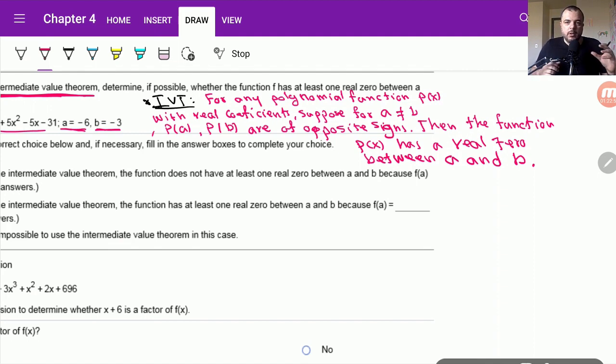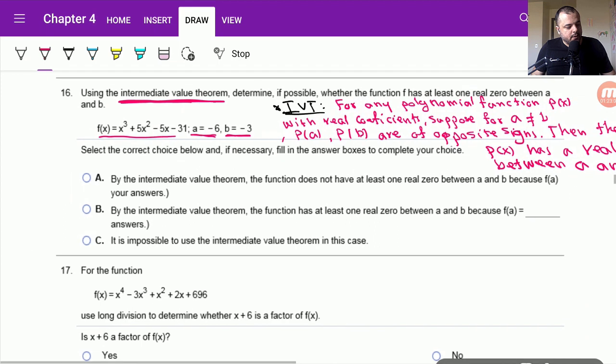It says that you have a polynomial with real coefficients. So in this example, we have a polynomial f of x, and the coefficients, all of them are real numbers. There are no complex numbers. The coefficients are -31, -5, +5, and +1. These are real numbers. And a and b are not equal. We have a is -6, b is -3. These are not equal.